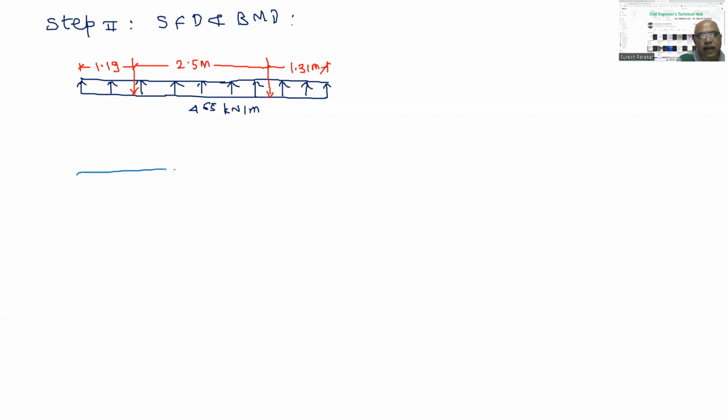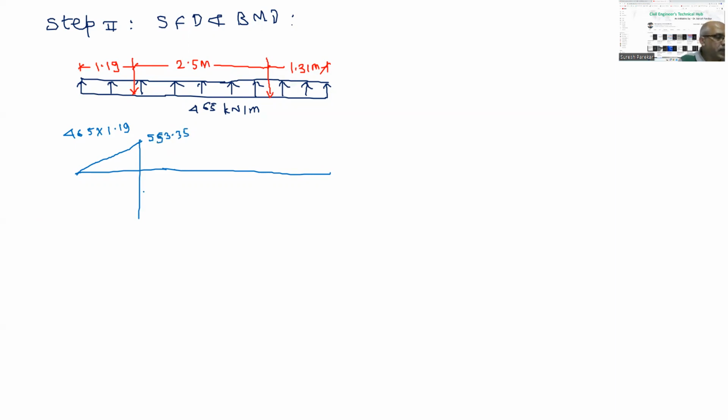So first we have the upward value, and that is 553.35. This value we have calculated as 465 into 1.19, and it comes to 553.35.